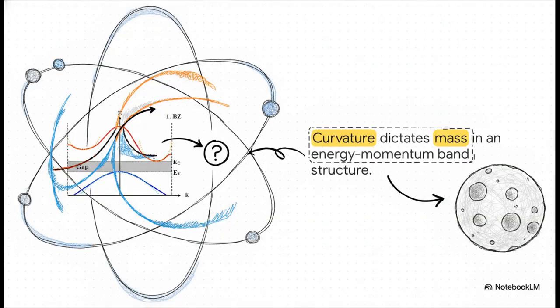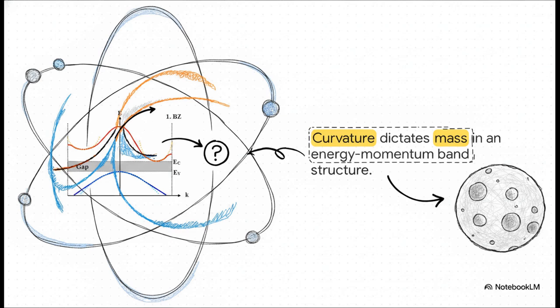Now, here's the absolute best part about this. We don't actually need to solve all the terrifying quantum math to understand how it works. We just need to look at the shape of these energy momentum curves. In the quantum world, the shape of these bands tells us pretty much everything about how a particle is going to behave.